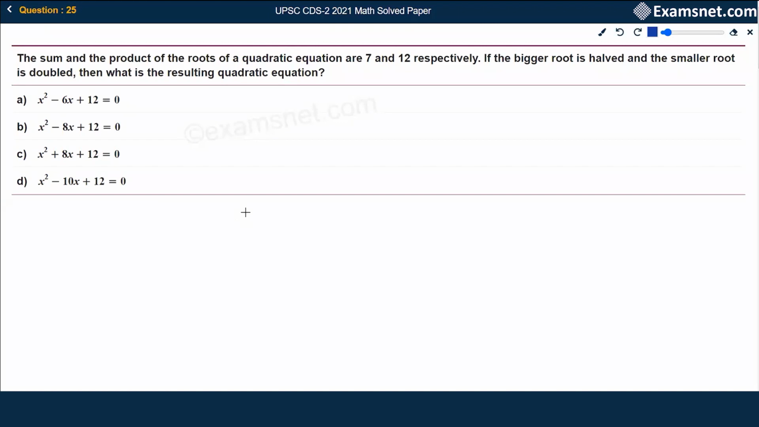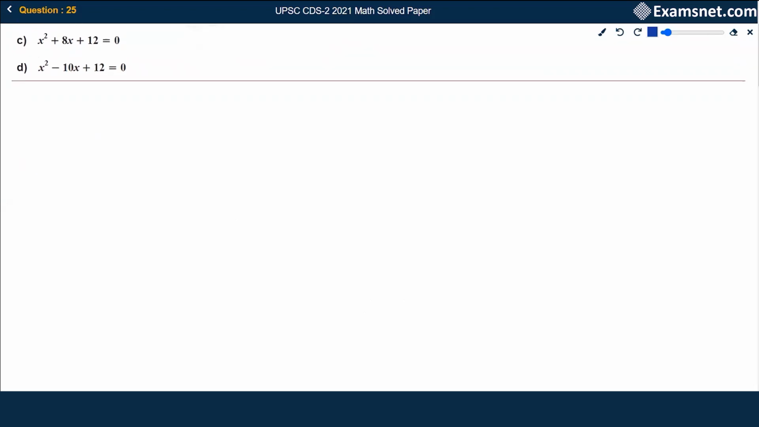In question number 25, it is given that the sum and the product of the roots of a quadratic equation are 7 and 12 respectively. If the bigger root is halved and the smaller root is doubled, then what is the resulting quadratic equation? We can assume at the first place that the roots of the quadratic equation be A and B.